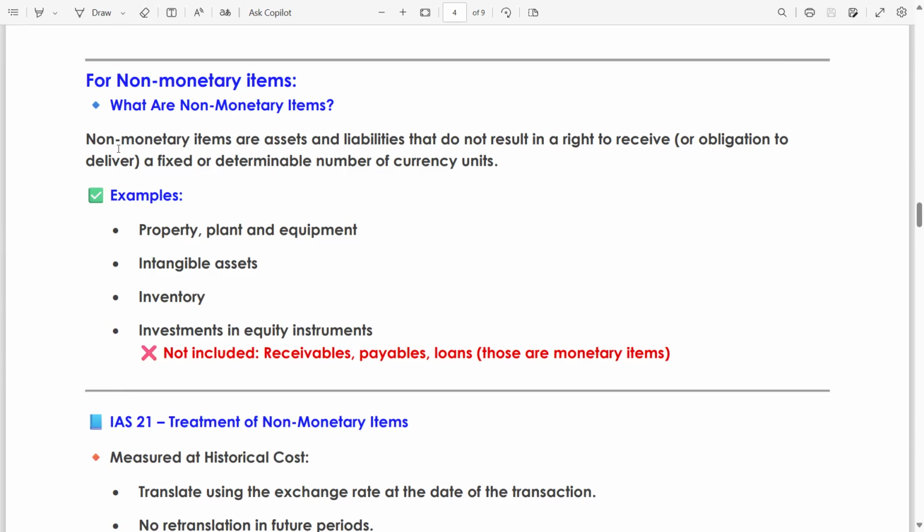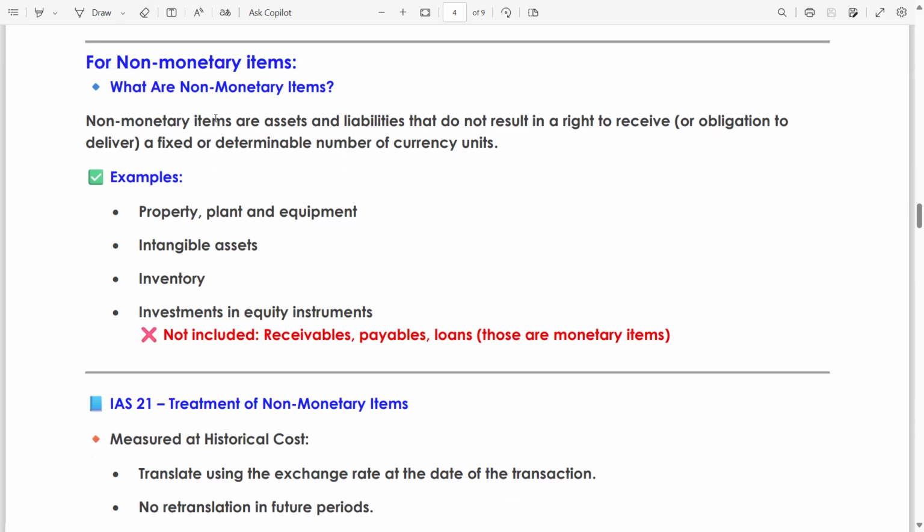Now, for non-monetary items: what are non-monetary items? Non-monetary items are assets and liabilities that do not result in a right to receive or an obligation to deliver a fixed or determinable number of currency units. Examples: property, plant, and equipment, intangible assets, inventory, investment in equity instruments. Again, investment in equity instruments means shares. Receivables, payables and loans are not included, as those are monetary items.